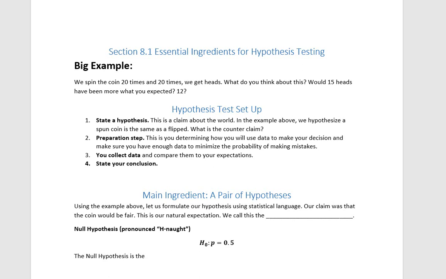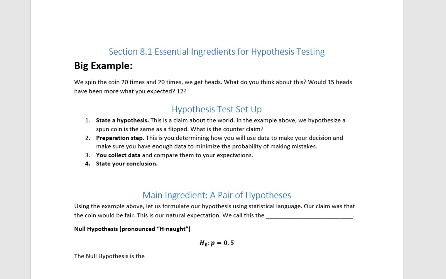So first, you state a hypothesis. Okay? So this is a claim about the world. So in the above example, we hypothesized that a spun coin is the same as a flipped coin, so that it would be fair. What would the counterclaim be? It would be an unfair coin.